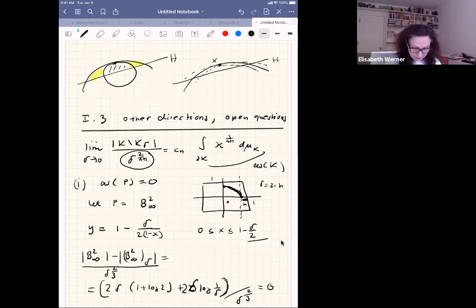But maybe that's not the right thing to do in the case of polytopes. Maybe in the case of polytopes, we should divide by this term here instead.